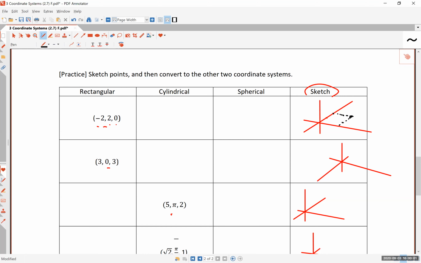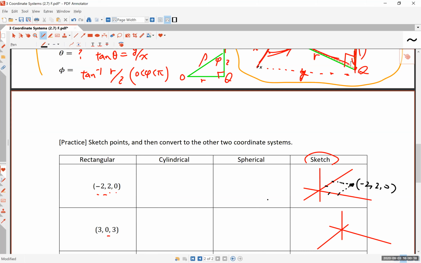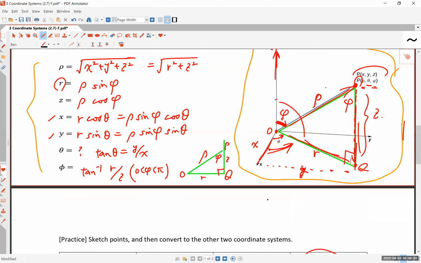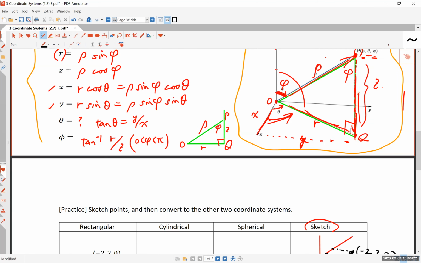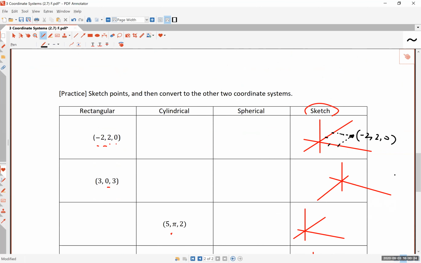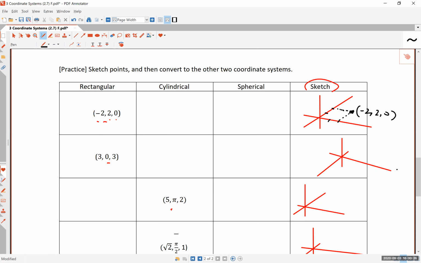All right. So this point is -2, 2, 0, right here, okay? It's on the xy plane. I hope this is clear from that. And so this is -2, 2, 0. So hopefully you don't have to use those complicated formulas. Formulas are nice, and sometimes you have no option but to use these. But for these conversion problems, I really want you to sketch and figure this out.